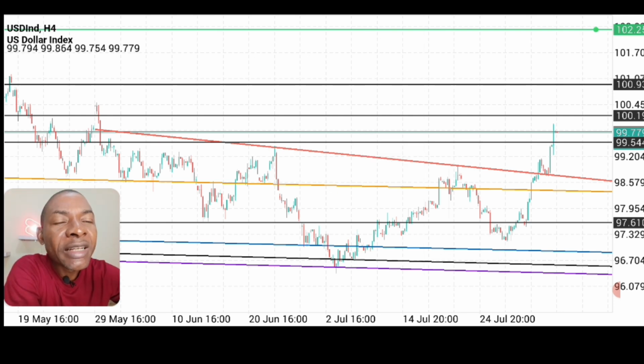To measure the height of my pattern, I begin with the beginning of the pattern. Okay, here is the beginning of the pattern where the neck region started.